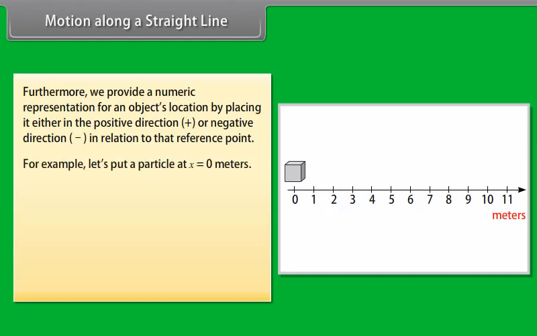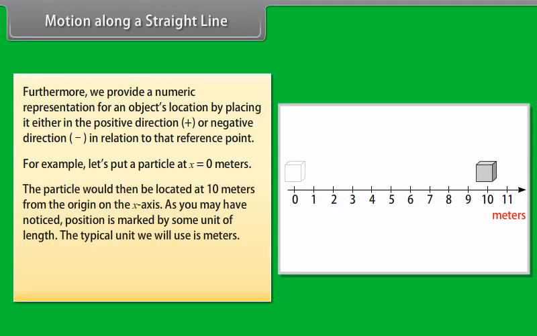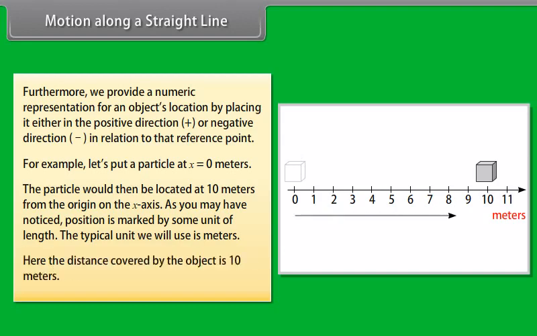For example, let's put a particle at x is equal to 0 meters. The particle would then be located at 10 meters from the origin on the x-axis. As you may have noticed, position is marked by some unit of length. The typical unit we will use is meters. Here the distance covered by the object is 10 meters.